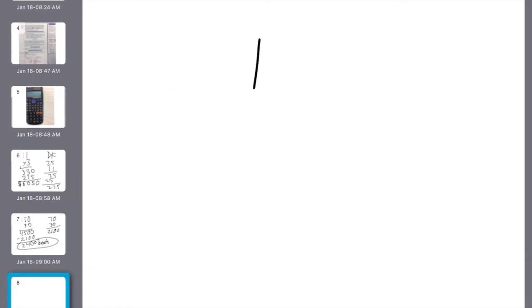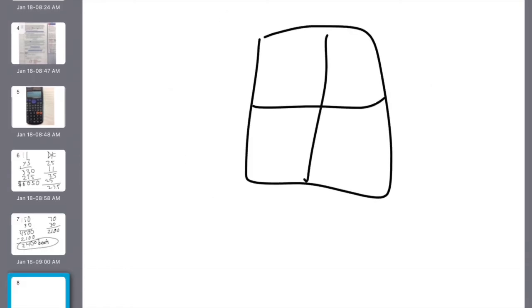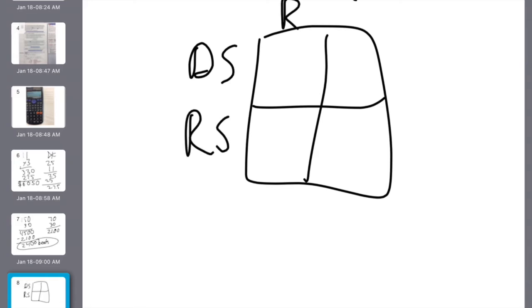Number 3, use a ratio box to solve this problem. The ratio of pairs of dress shoes to running shoes at the Shoe Fly store last Saturday was 2 to 9. 720 pairs of running shoes were sold. How many dress shoes were sold? The 720 goes down here.